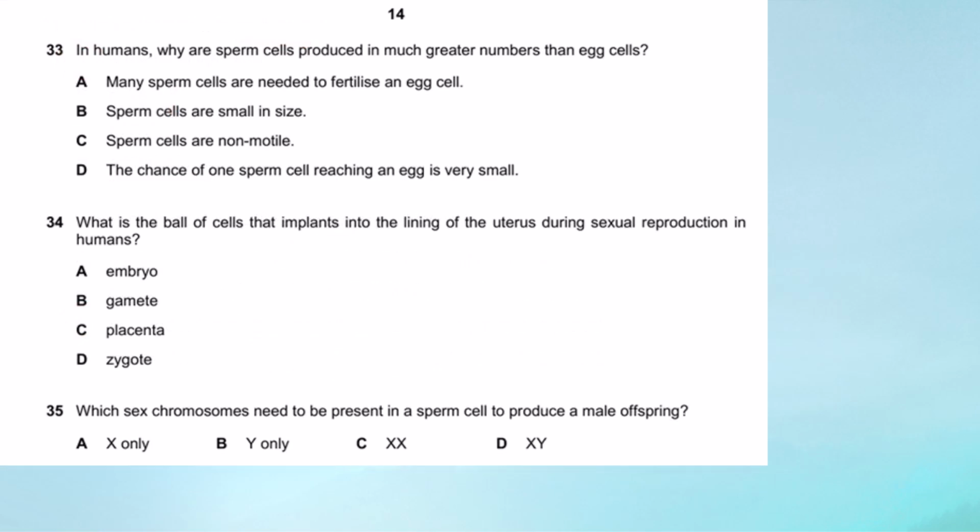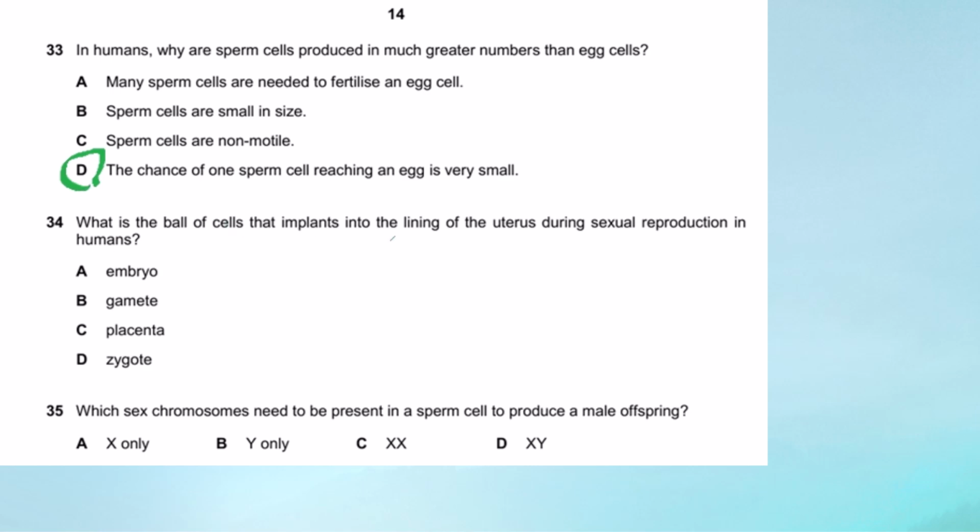The next one here gives us 3 questions about reproduction, so that's quite a lot. Let's say sperm are produced in much greater number than eggs. Why? Many sperm is needed. No, only one. Sperm cells are small in size. That's true, but that's not why they're produced. Sperm cells are non-motile. No, they can actually move. So that can't be that one either. The chance of one sperm reaching an egg is very small. Yes, that's why there are so many.